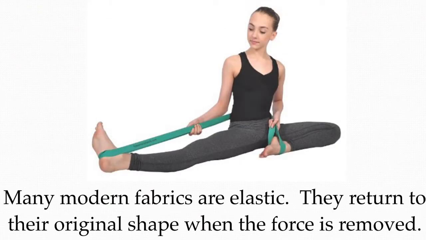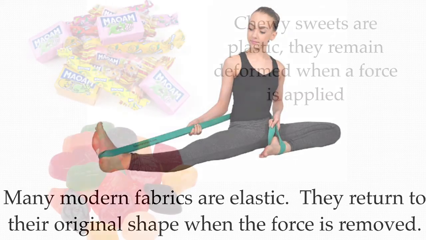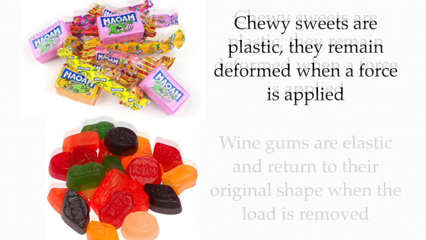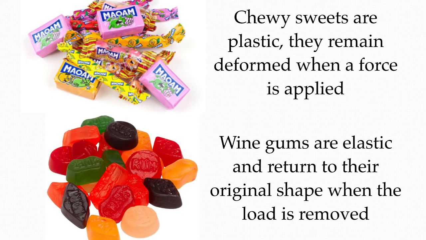Many modern fabrics are made out of elastic materials which spring back to their original shape when the force is removed. Chewy sweets, when you squash them, will get plastically deformed and stay in their new shape. In contrast, wine gums, if you squash them gently, will spring back to their original shape when the force is removed.